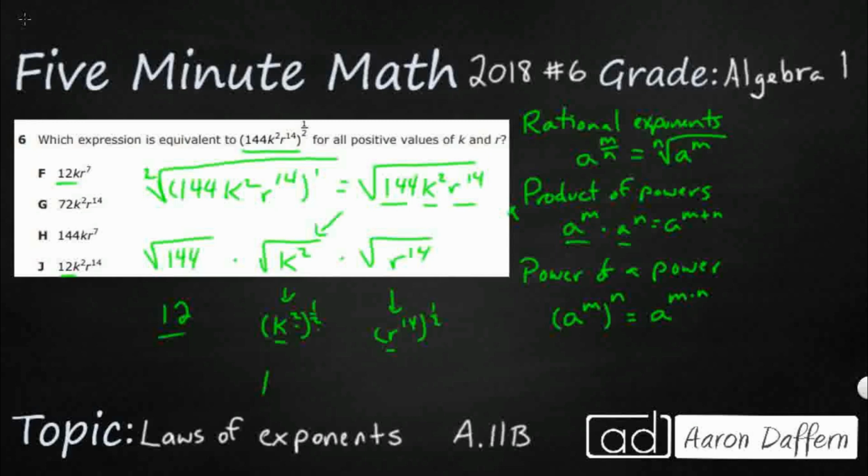So I'm going to say this is k, then I'm going to multiply 2 times 1/2. So what's 2 times 1/2? Well, that equals 2 over 2, which just equals 1. So really, this is 12 k to the 1, or we can just drop it. And this is r to the 14th times 1/2, so that equals r to the 7th. And that is going to be our answer, F.